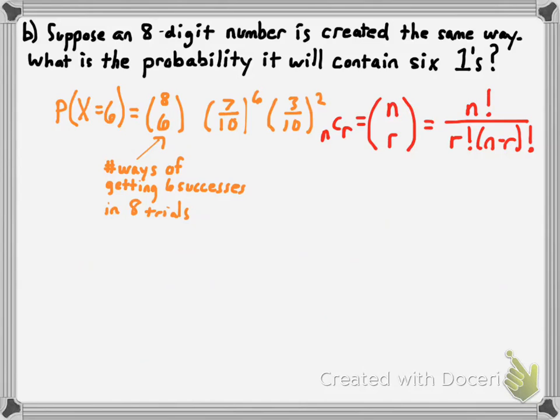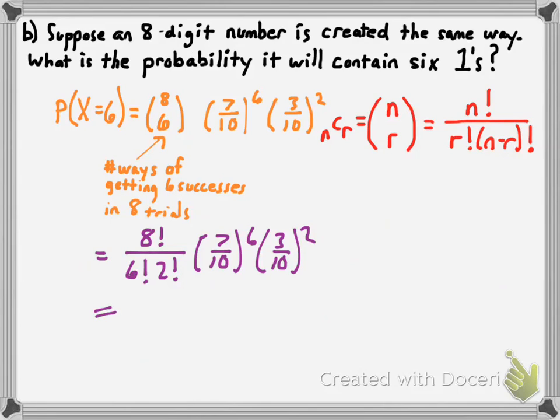All right, so 8 choose 6 right here, or 8C6, would be equal to 8 factorial, that's our n, over 6 factorial, that's our r, times n minus r, 8 minus 6 is 2, 2 factorial, and then times 7/10 to the 6th power, times 3/10 to the 2nd power.